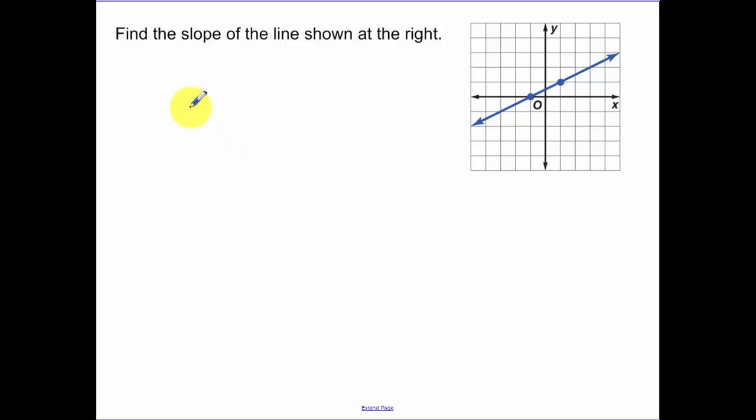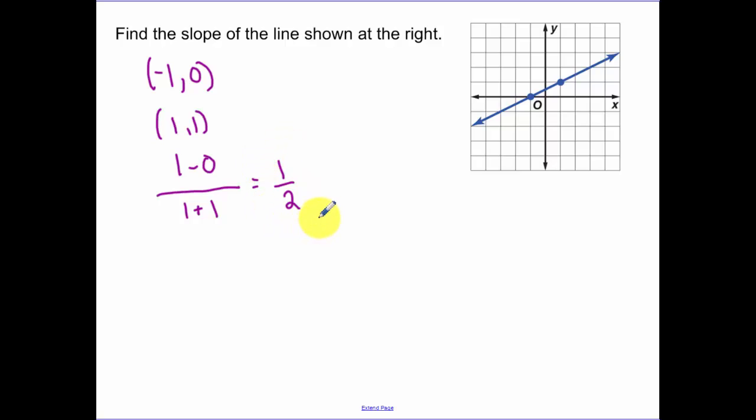Find the slope of the line at the right. Now there's two ways you could do this. One way is getting the coordinates of those points. One of those points is negative 1, 0. The next point would be 1, 1. Subtract the y coordinates. Subtract the x coordinates.